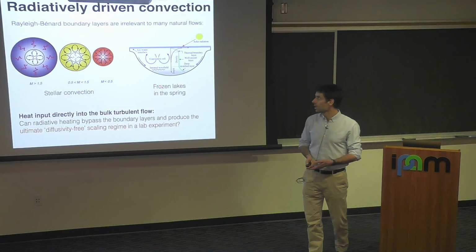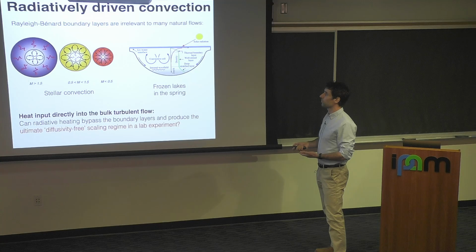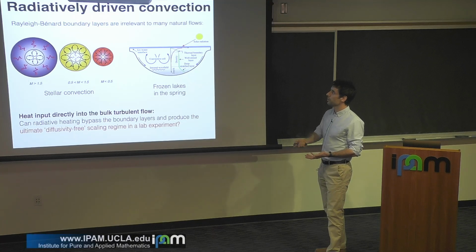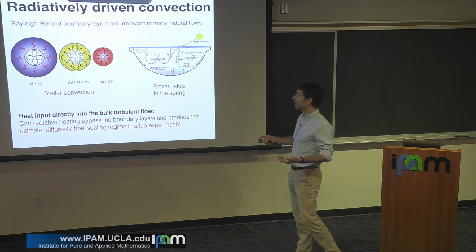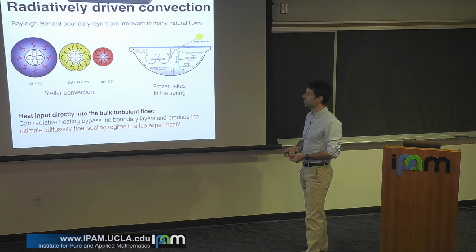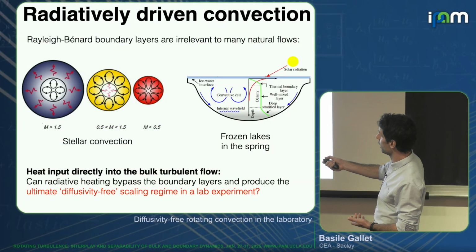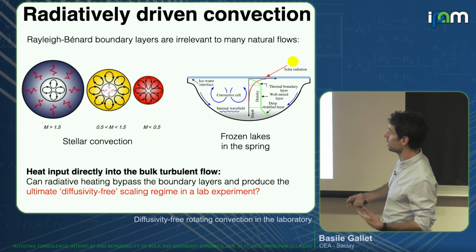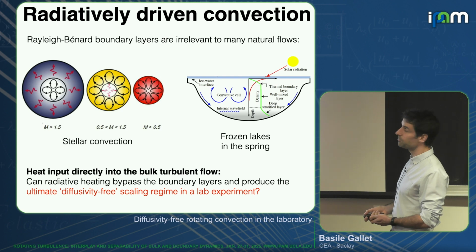Also, if you think about it, for many natural flows, it's unclear why you should really care about the Rayleigh-Bénard boundary layers. We've mentioned stars already. It's very unclear what the boundaries would be, whether you would have the same boundary layers, etc. Depending on the mass of the star, you can have a direct overlap between the thermonuclear reactions heating up the fluid and the bulk turbulent flow. So no boundary layers here.